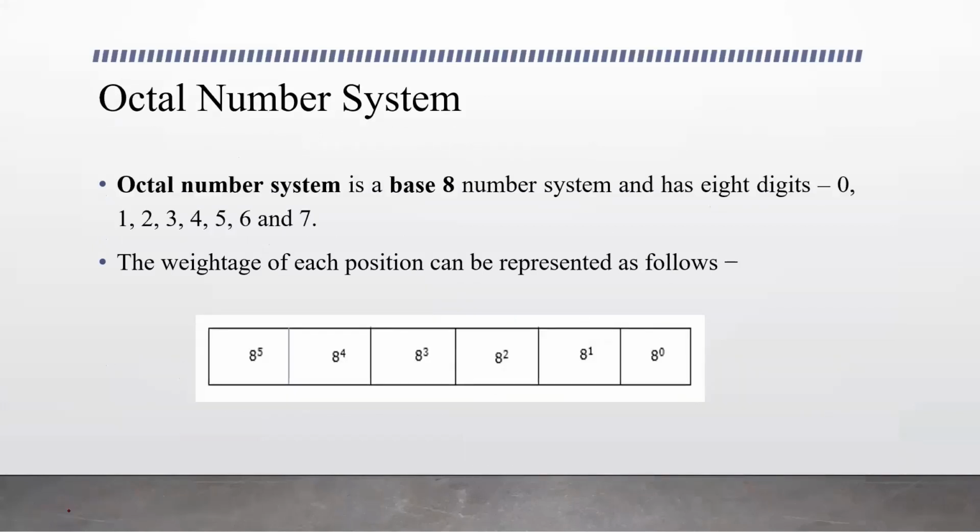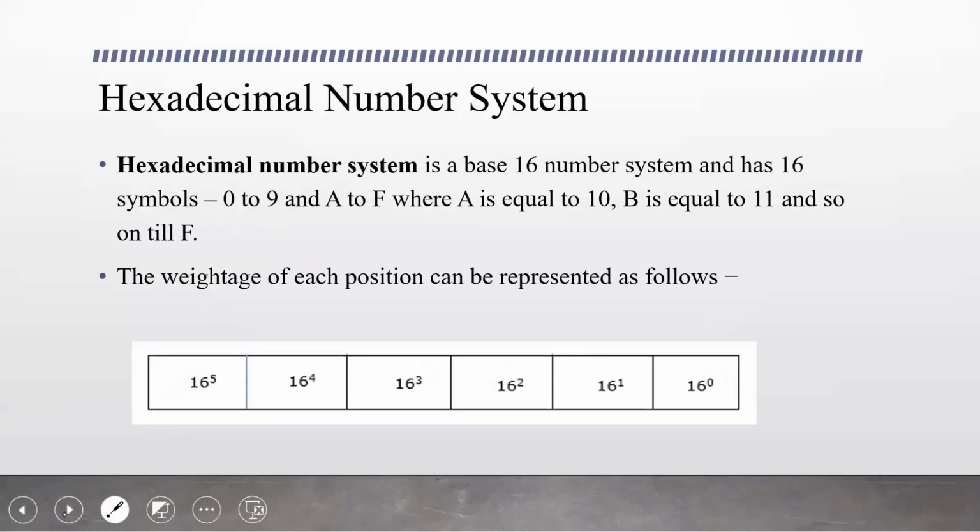The octal number system is a system with base 8. So here the digits 0 to 7, that is 0, 1, 2, 3, 4, 5, 6, and 7, can be represented. And the weightage is 8 power 0 for the first position, with the base 8. So it is 8 power 0, 8 power 1, 8 power 2, and the digit at the third position is represented this way.